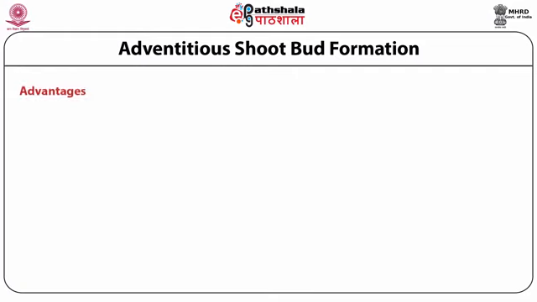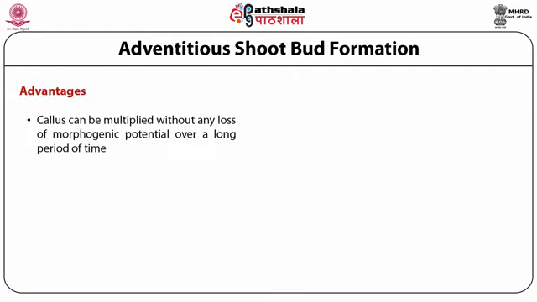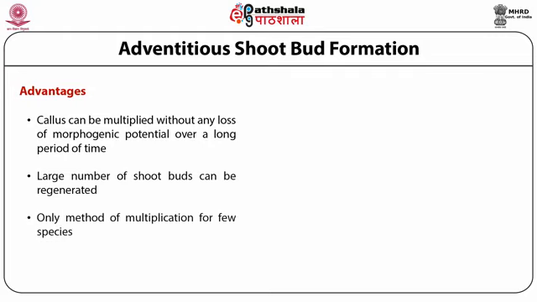Adventitious budding has its own advantages, as callus can be multiplied indefinitely. There is usually no loss of morphogenic potential, and you can use it for 3 years, 4 years kind of thing. A large number of shoot buds can be regenerated, and for many species, this is the only method, say date palm. Now, the disadvantage is that the clonal uniformity many a times is questionable, which of course you can convert into your advantage if you want to induce variability. And in that case, you also put mutagens into the media so as to produce variability in those plants.